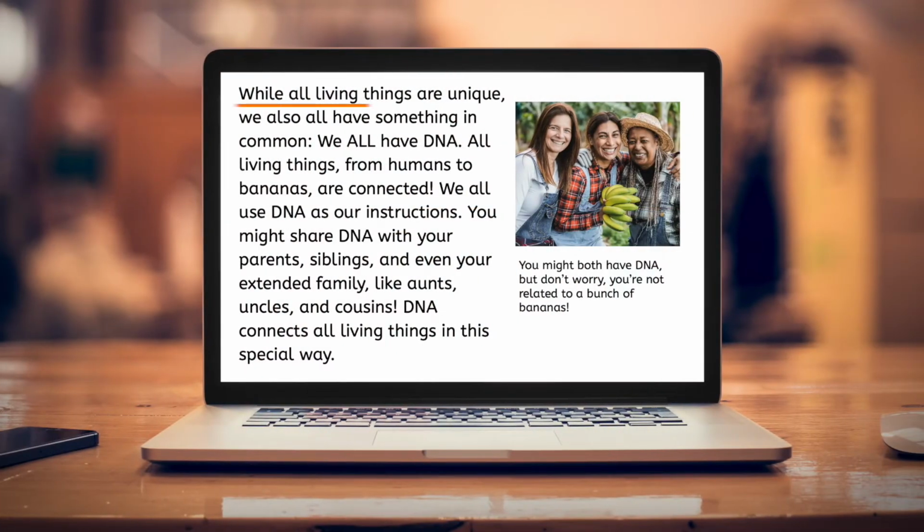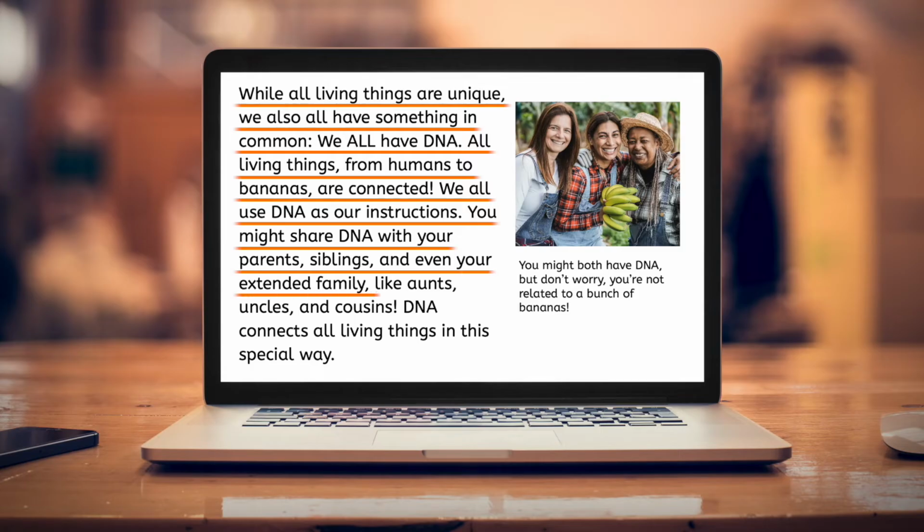While all living things are unique, we also have something in common. We all have DNA. All living things, from humans to bananas, are connected. We all use DNA as our instructions. You might share DNA with your parents, siblings, and even your extended family like aunts, uncles, and cousins. DNA connects all living things in this special way.